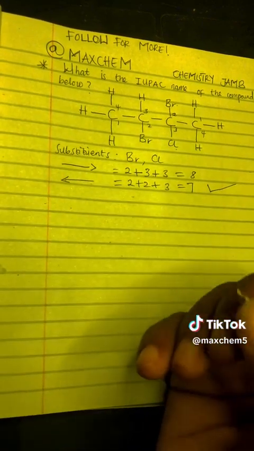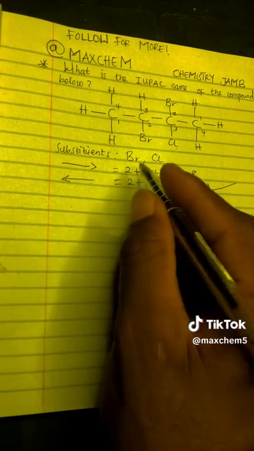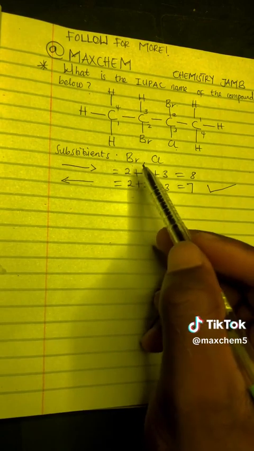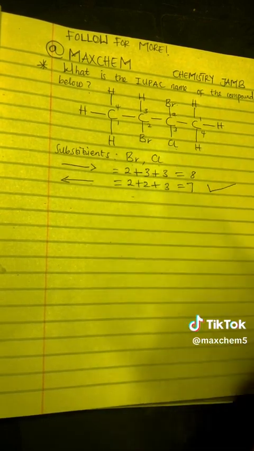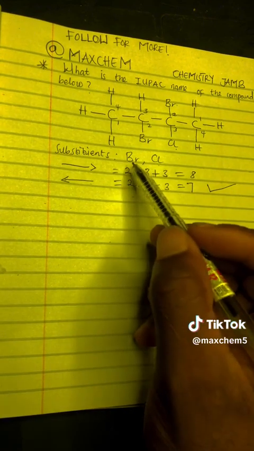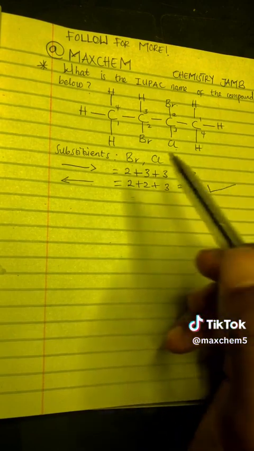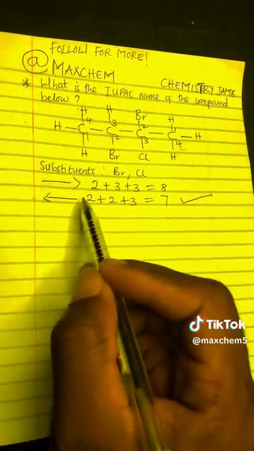So now the next thing is to know the order of naming. So we are going to consider the substituents. We only have bromine and chlorine. So we have to name this particular compound in alphabetical order. We need to call the substituents in alphabetical order. So we know that B comes before C in our normal alphabet. So we are going to name bromine first. And as you can see, we are going in this direction.